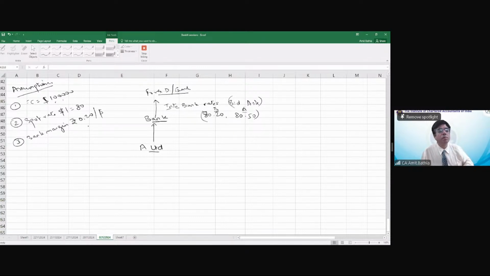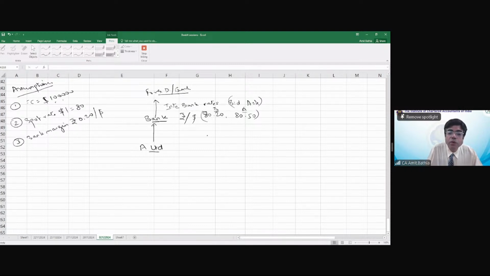Now, considering bank margin is 20 paise per dollar, right? And these are the dollar rates, rupee per dollar, in the interbank rates. So what will be the rate which bank will charge to A Limited? Remember this is the bid rate, so this is the price at which you sell. The interbank rate is 80.20. Is the bank going to give it to you at 80.20 or will it charge an additional 20 paise as returns?